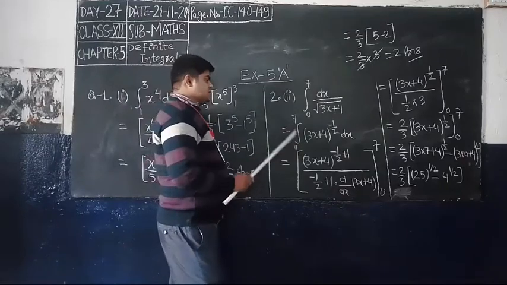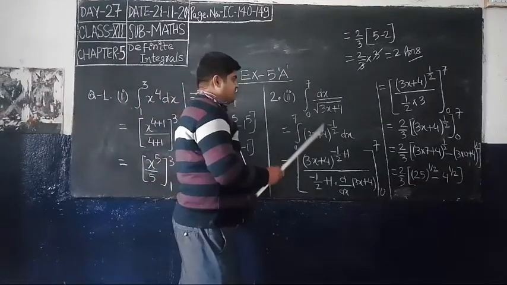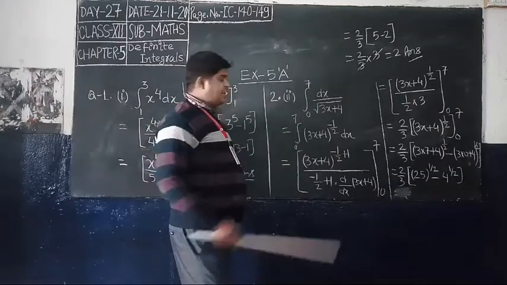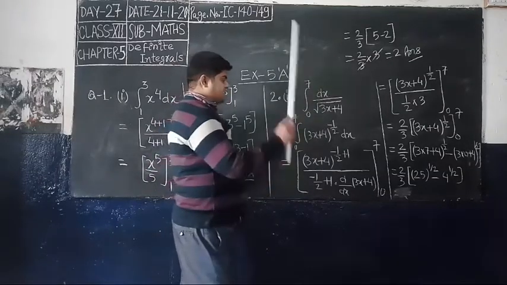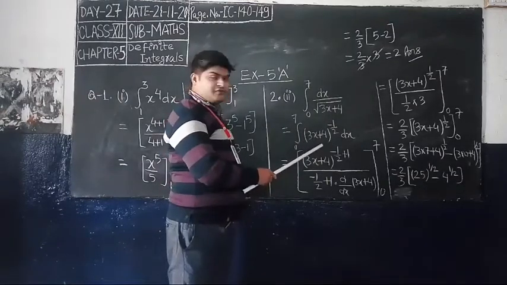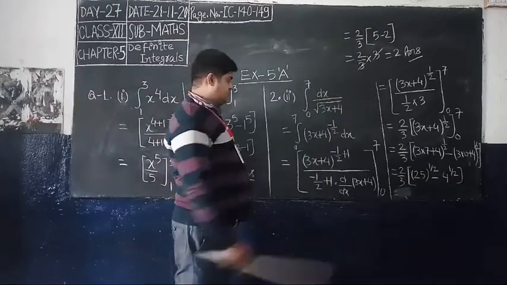Integration 0 to 7, 1 by square root of 3x plus 4, it can be written as... square root means power half, and 1 by square root means power minus half. So you have to find the integration of (3x plus 4) to the power minus half dx.